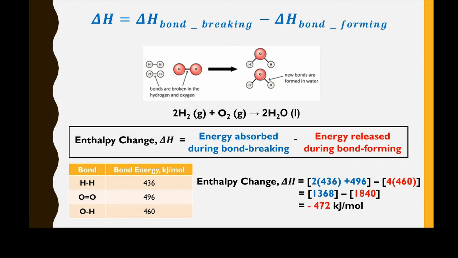When the enthalpy change has a negative sign, energy is given off. How do we know that? The reaction is exothermic. This is because the energy released during the bond forming is greater than the energy absorbed during the bond breaking. So you have there an exothermic reaction.